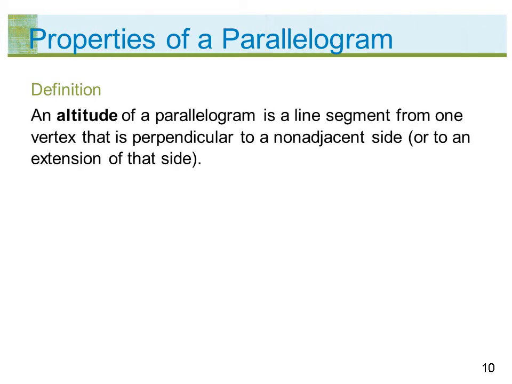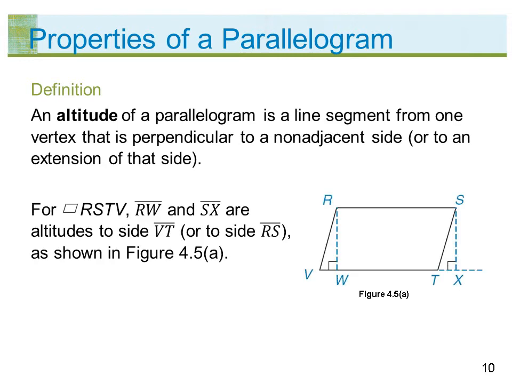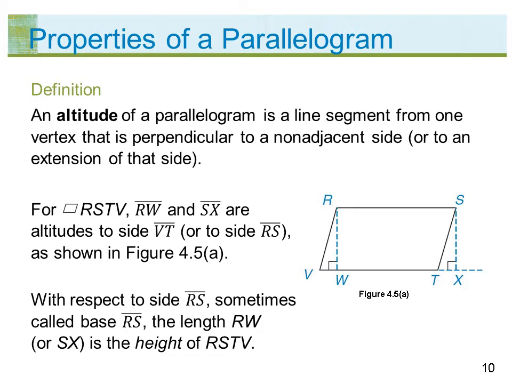Definition. An altitude of a parallelogram is a line segment from one vertex that is perpendicular to a non-adjacent side, or to an extension of that side. For parallelogram RSTV, segment RW and segment SX are altitudes to side VT, or to side RS, as shown in Figure 4.5a. With respect to side RS, sometimes called base RS, the length RW or SX is the height of RSTV.